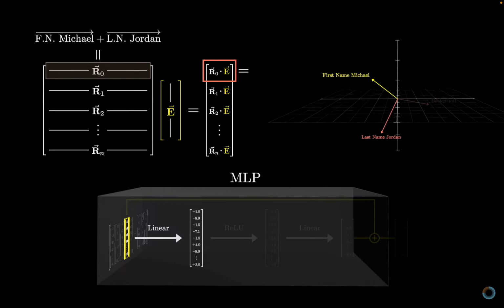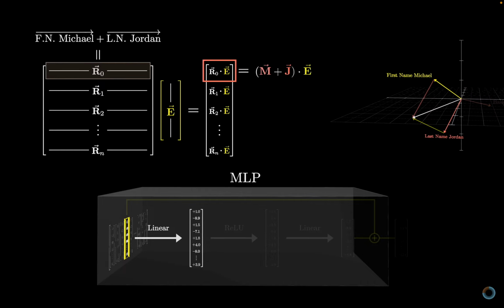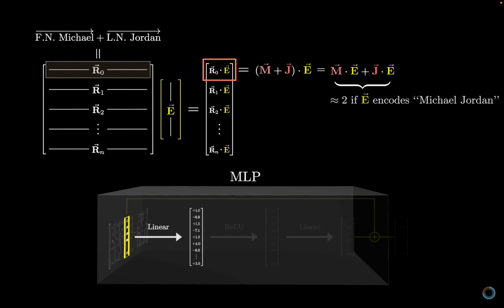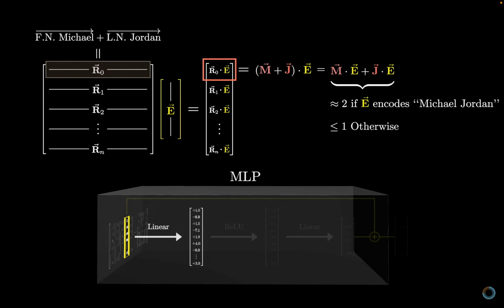Even more fun, take a moment to think about what it would mean if that first row was this first name Michael plus last name Jordan direction. And for simplicity, let me go ahead and write that down as M plus J. Then taking a dot product with this embedding E, things distribute really nicely, so it looks like M dot E plus J dot E. And notice how that means the ultimate value would be 2 if the vector encodes the full name, Michael Jordan, and otherwise it would be 1 or something smaller than 1.